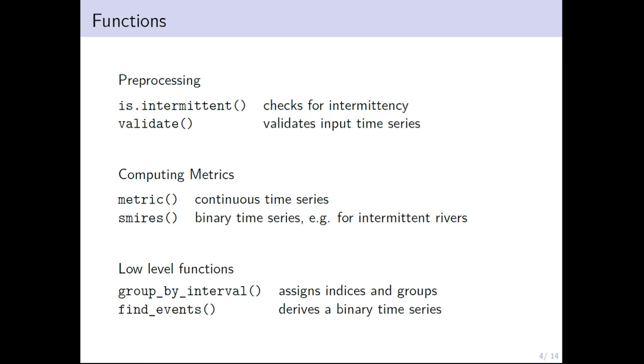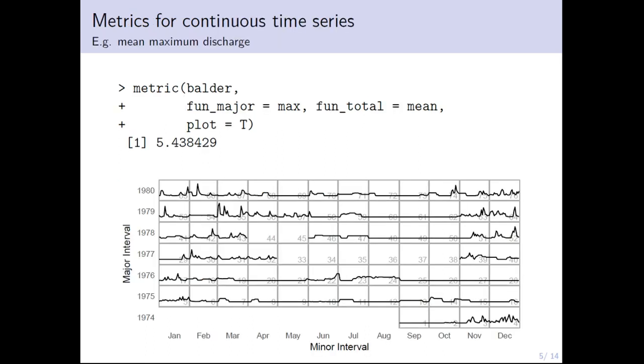There are 2 main functions: the function metric, which is here for analyzing continuous variables, and the function Smyris for binary time series. And we also provide some low-level functions as well as predicate functions which are able to check for intermittency.